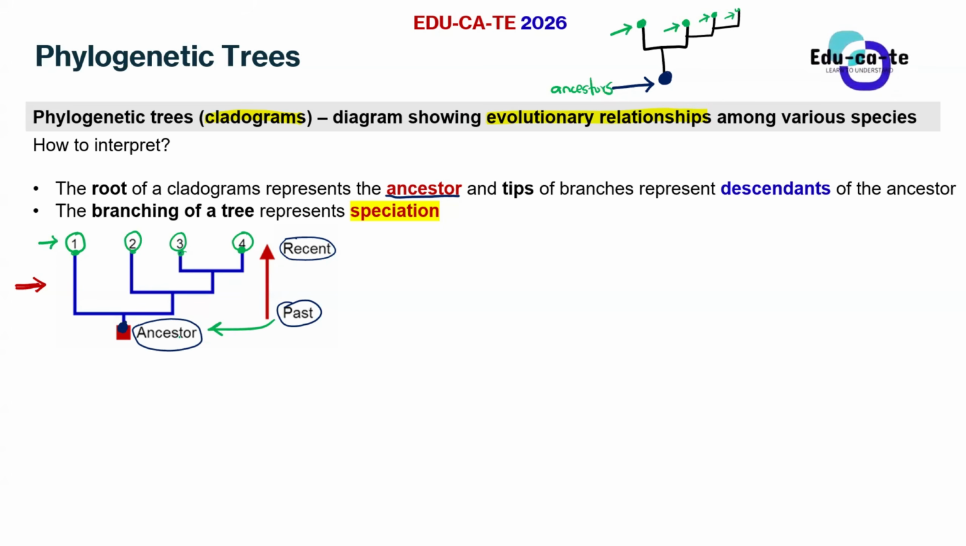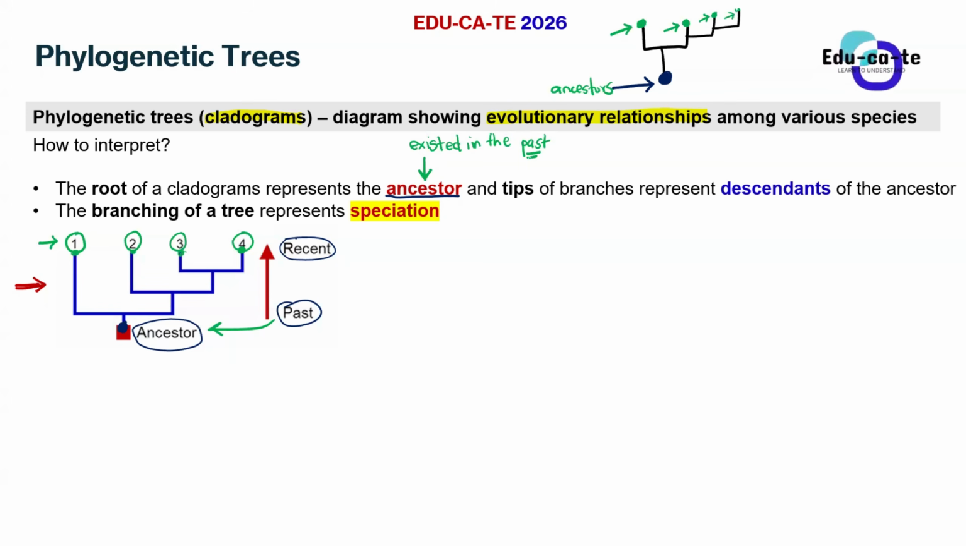Those are your descendants. So I repeat again, grade 12, the root of the cladogram represents the ancestor, which is the old species or the old organisms that existed in the past. The ancestor existed in the past, in the olden times.